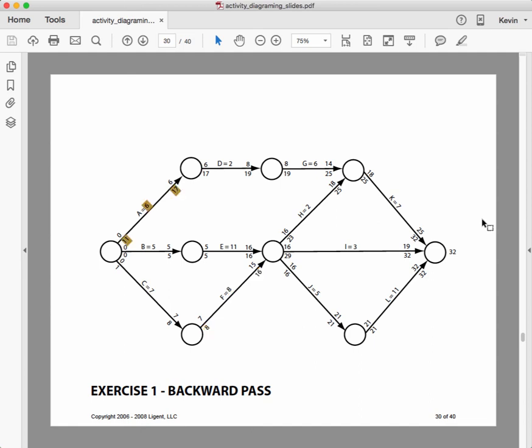Up to task A, late finish of 17 minus 6 gives us 11, so that difference between 11 and 0 is the slack or float on that path. On B, 5 minus 5 is 0, no slack or float on that path, that's on the critical path. And C, 8 minus 7 is 1 day of slack or float on that path.